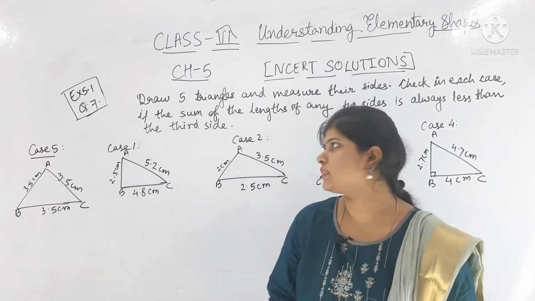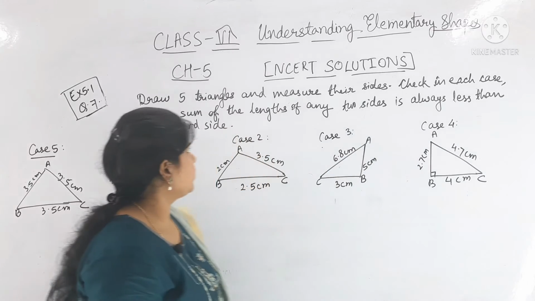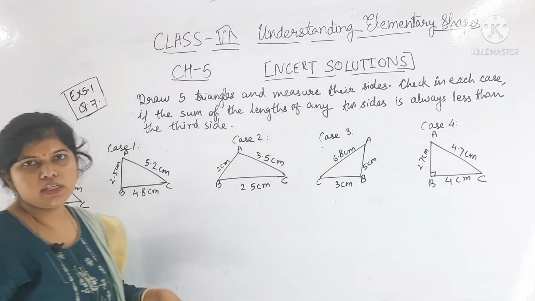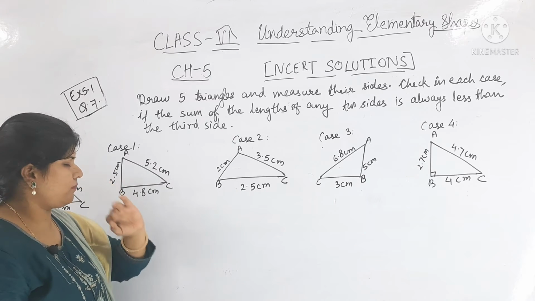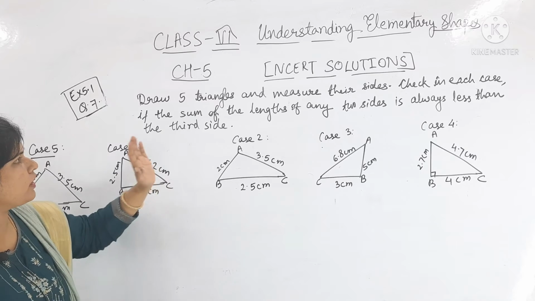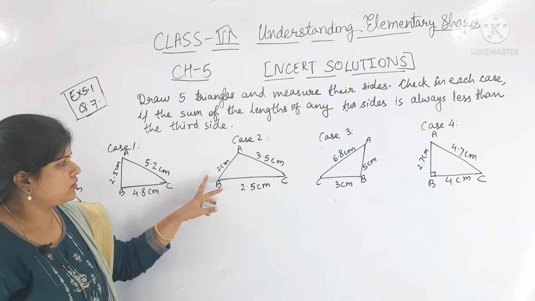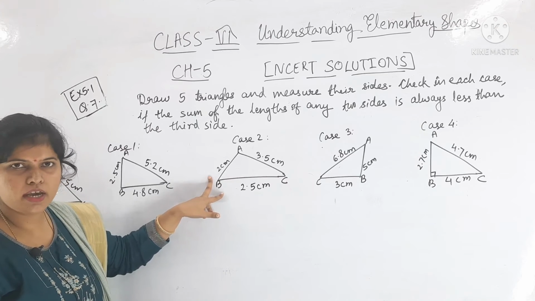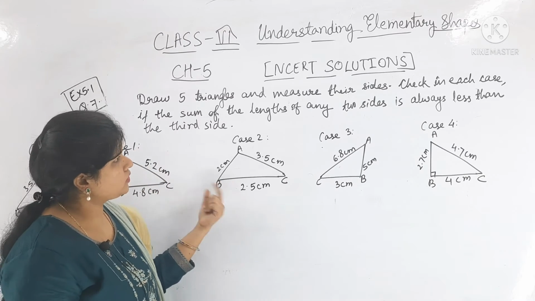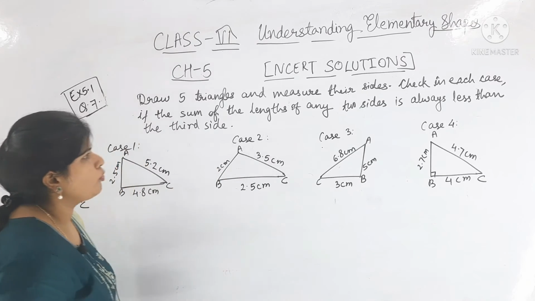Okay students, let's come to the question number 7, that is the last question of my video. So here you have to draw 5 triangles and measure their sides. Check in each case: if the sum of the length of any two sides, you have to sum it, and it is always less than the third side, that you have to prove.